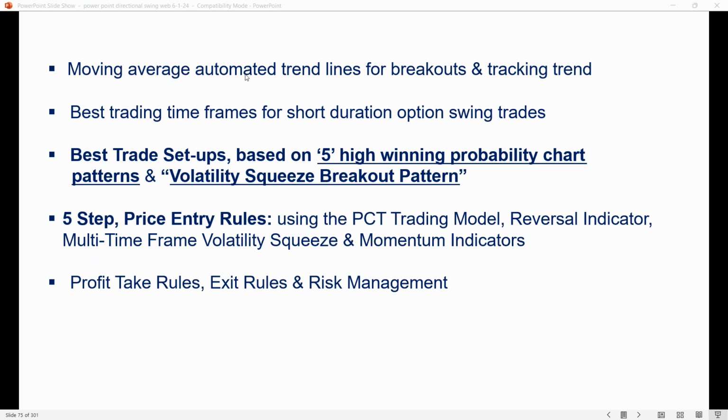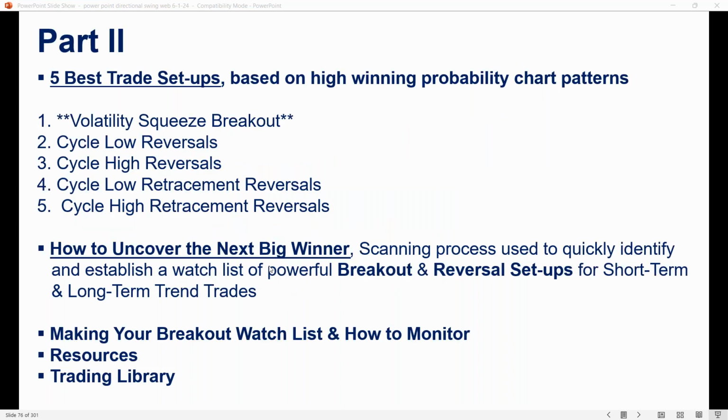Okay, then how to use your moving averages for breakout, tracking your trend, which I'll refer to as my automated trend lines. Again, best time frames, 5 chart patterns, trade entry rules, profit take, exit rules, risk management. Then part 2, we'll go through these trade setup patterns. So we'll go through a lot of the examples of these 5 steps for setting the trigger to trade it. So we're going to go through in more detail again that volatility squeeze breakout, cycle low reversal, cycle high, cycle low retracement. All right, so all this stuff we're going to cover in great detail.